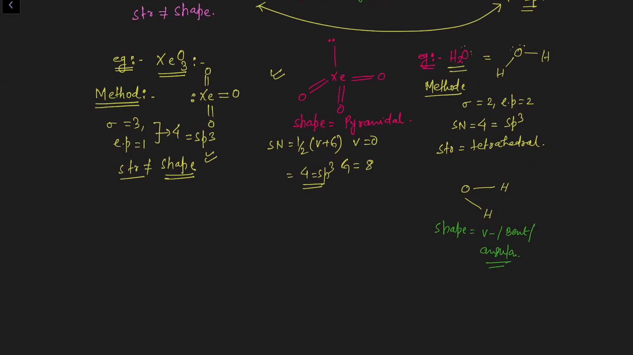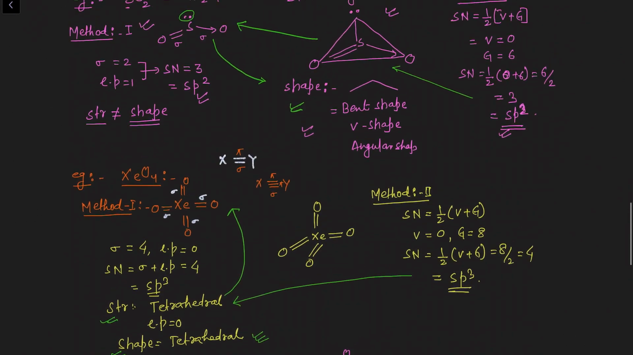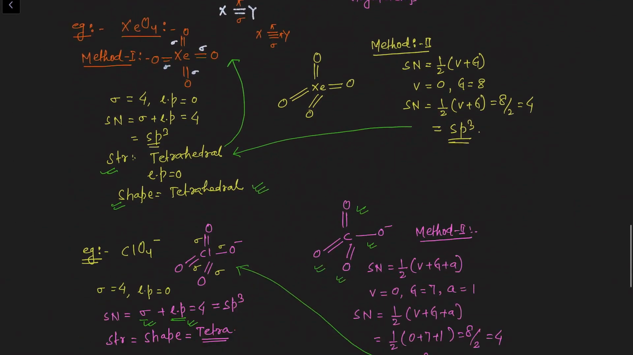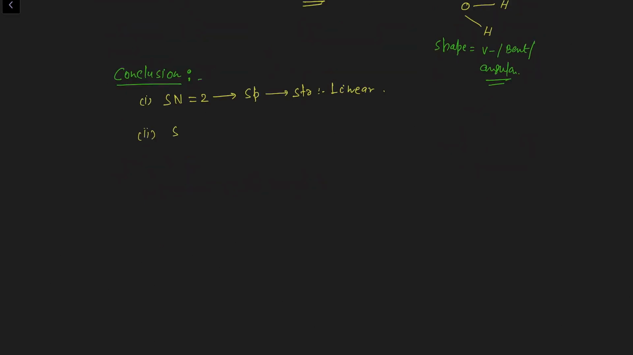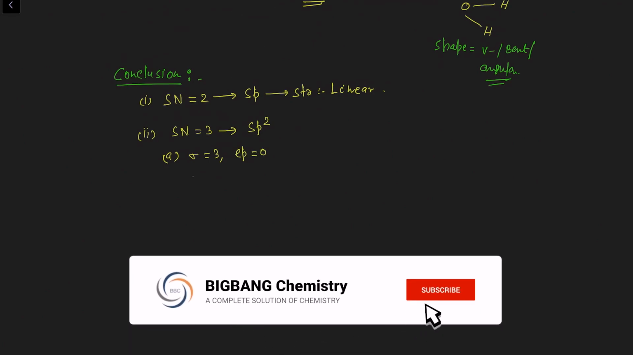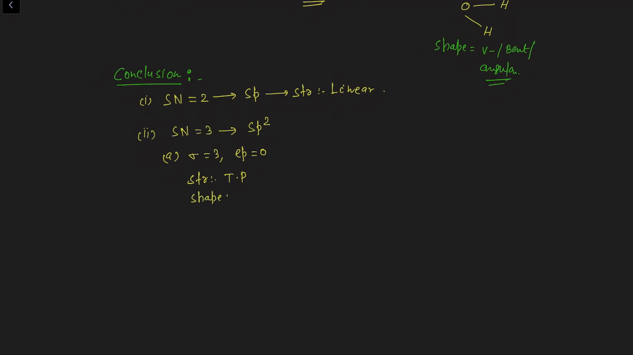So till now, with the help of all the possible examples, I discussed 3 different types of hybridization: sp, sp2 and sp3 hybridization. Now I'm going to correlate the VSEPR theory, VBT theory and hybridization together. So the conclusion of this discussion is, first, if steric number is 2, hybridization will be sp, structure will be linear. If steric number is 3, hybridization will be sp2, right? And the first condition is that if sigma bond is 3, lone pair is 0, then structure will be trigonal planar, and shape will be the same, trigonal planar.